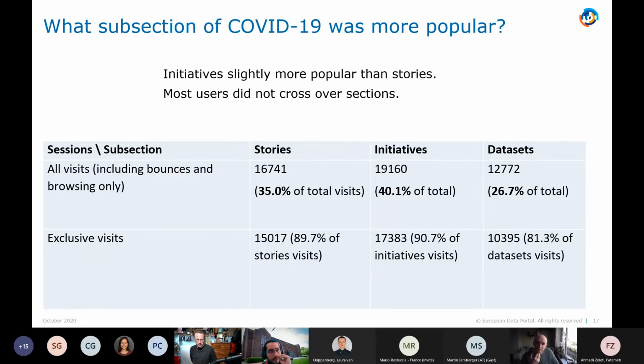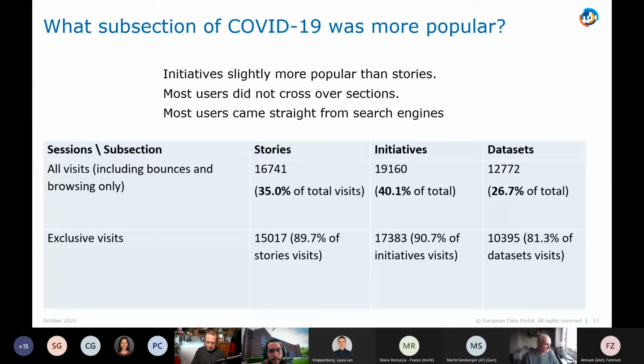I will add that this is consistent with behavior that we saw before COVID in the other sections of the EDP. For example, people that come for the training in the EDP stick to the training and do not go to other sections, and people that come to search for datasets on the EDP also stick to searching for datasets, and do not cross over to the other sections. So this is interesting as an indication of possible user profiles, or profiles of the people that use the portal. And most users came straight from search engines. That's also another thing that we found out.